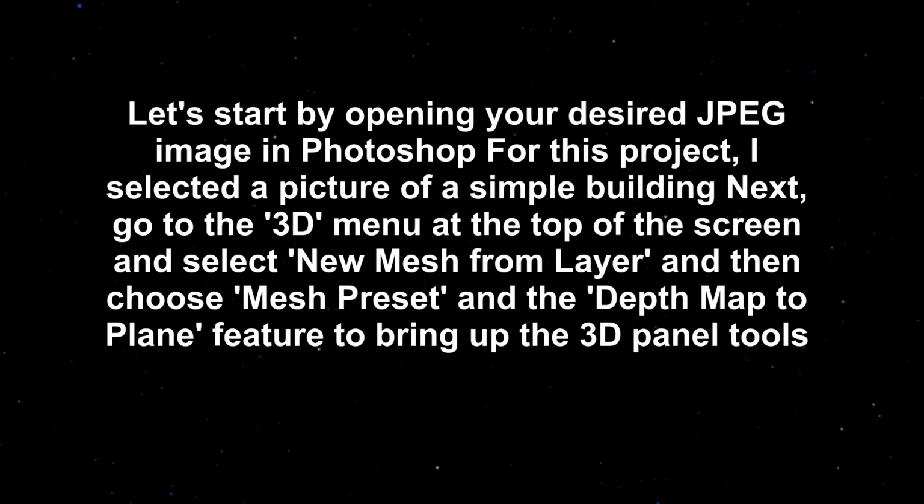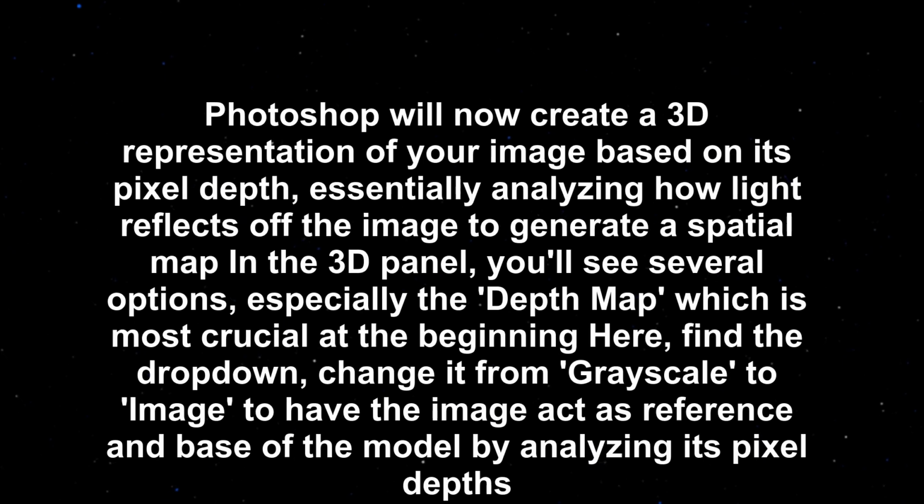Next, go to the 3D menu at the top of the screen and select New Mesh from Layer, and then choose Mesh Preset and the Depth Map to Plane feature to bring up the 3D panel tools. Photoshop will now create a 3D representation of your image based on its pixel depth, essentially analyzing how light reflects off the image to generate a spatial map in the 3D panel.